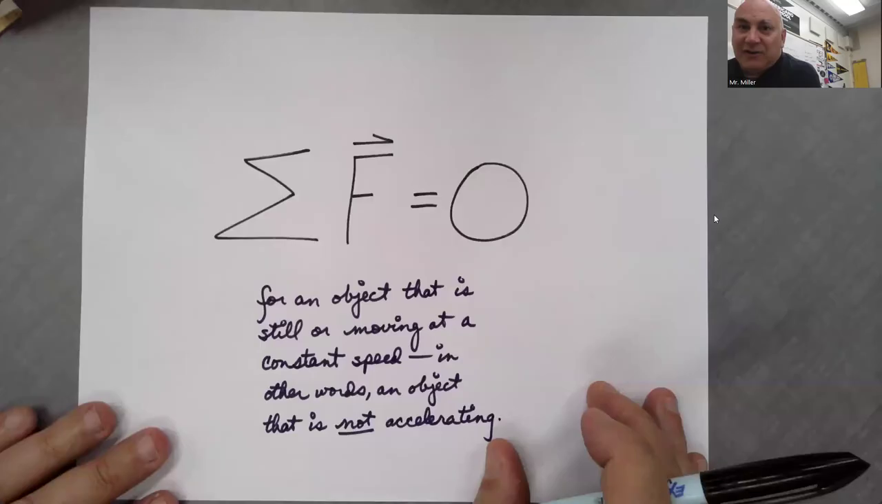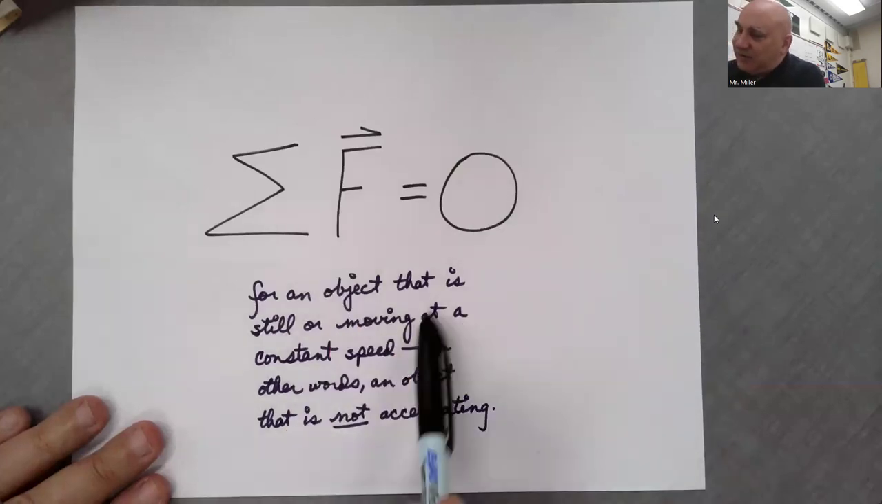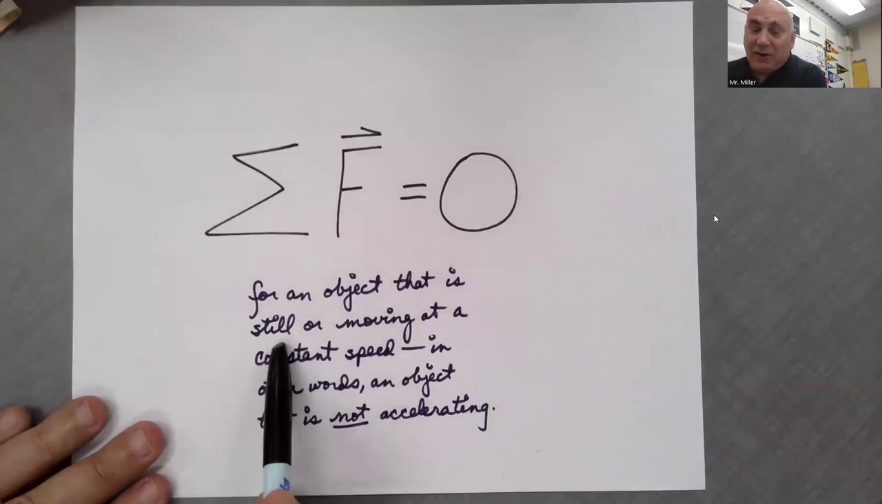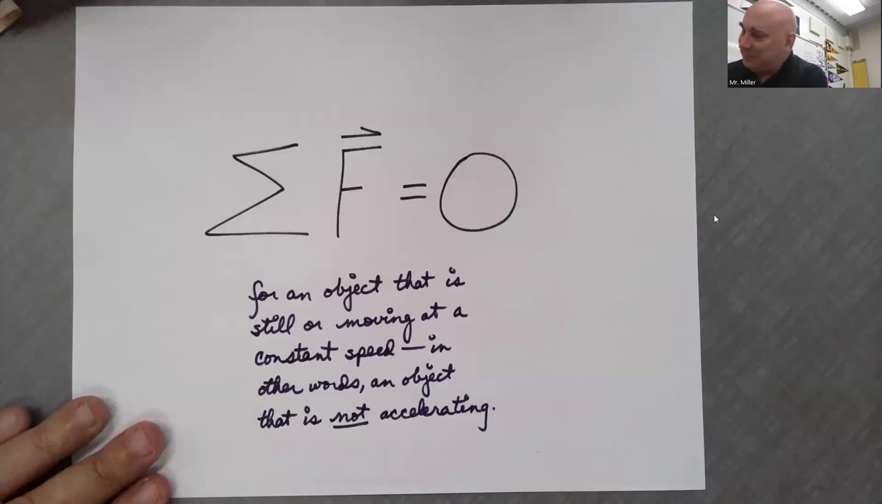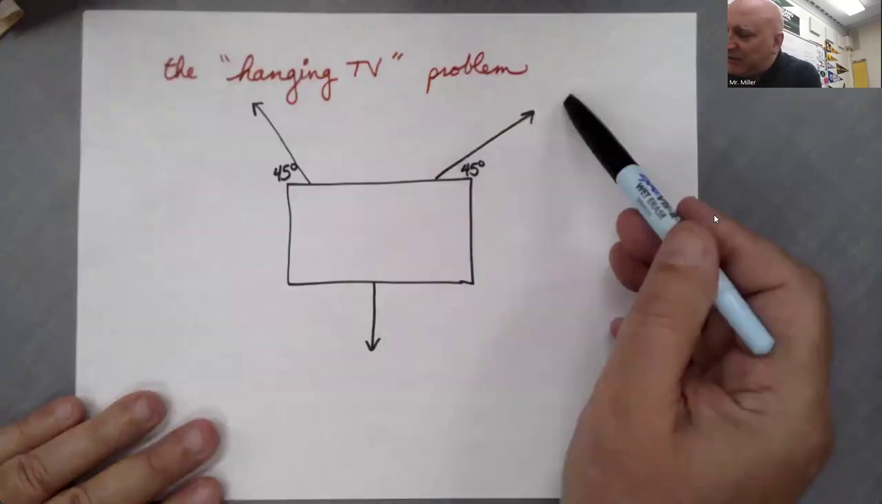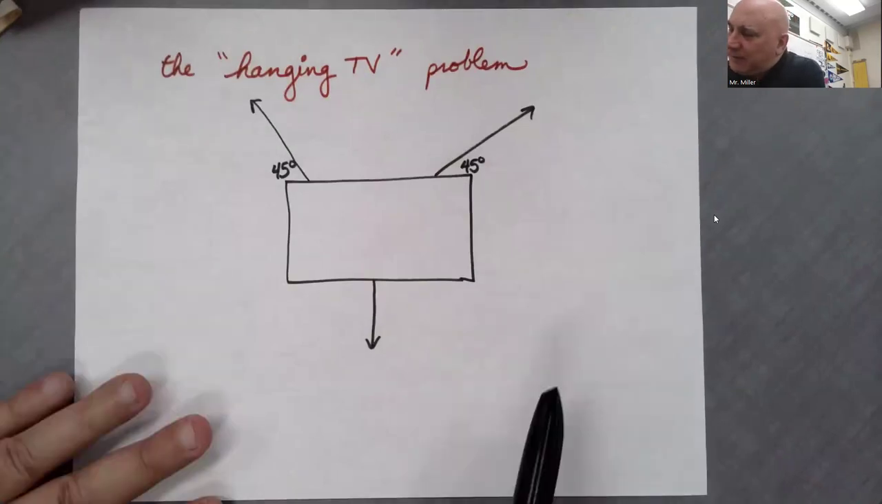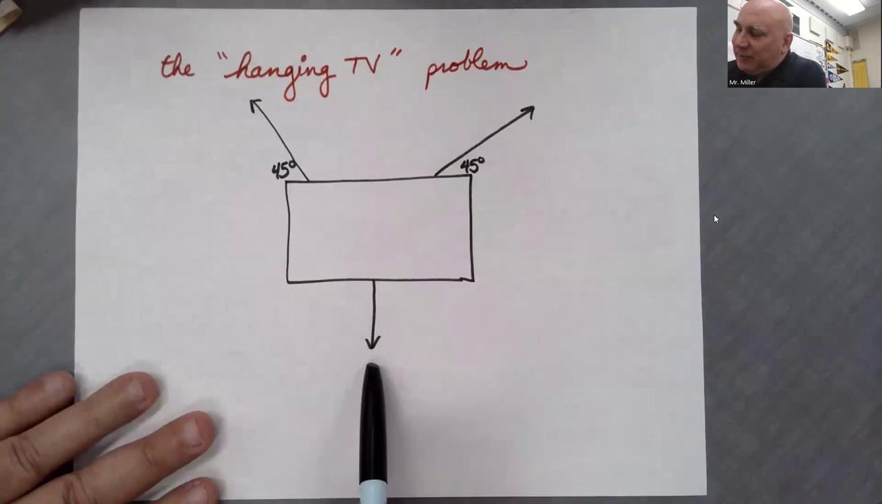In other words, the sum of the forces will always equal zero for an object that is either still, not accelerating, or moving at a constant speed, which means it's not accelerating. One type of problem we'll do is back in the early days of flat screen TVs, they were very heavy. And we sometimes would want to hang one from the ceiling. So we'd have a cable here and a cable here, hang it from the ceiling. Nowadays, they're so light, you don't even have to do that. But we have the weight here.